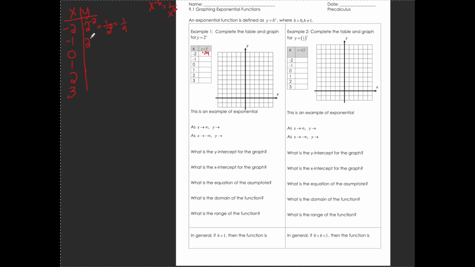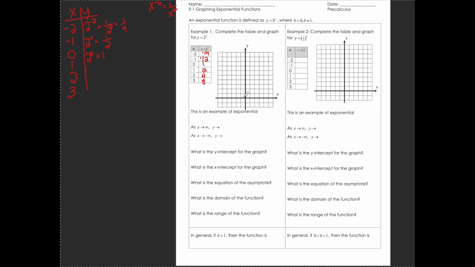For 2 to the negative 1, same idea. I can write that as 1 over 2 to the positive 1, so that's just a half. 2 to the 0 is just 1. 2 to the 1 is 2, 2 to the 2 is 4, and 2 to the 3 is 8. So there's my table of values.